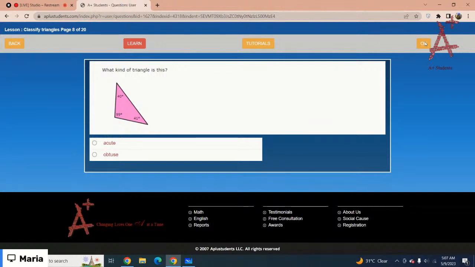That would be an obtuse triangle. Got it? Because one of the angles is greater than 90 degrees. Here it is. So you can see it would be the obtuse angle.